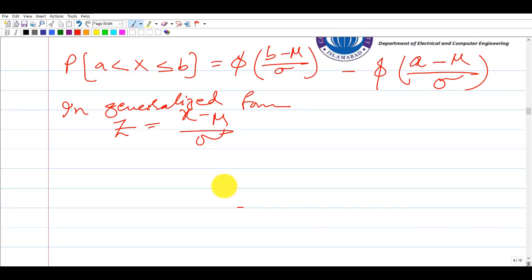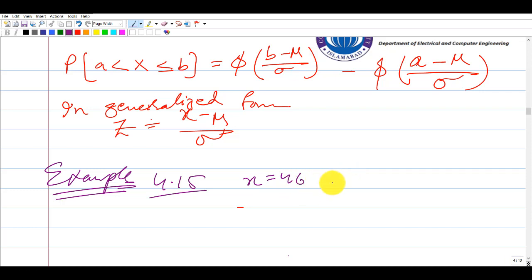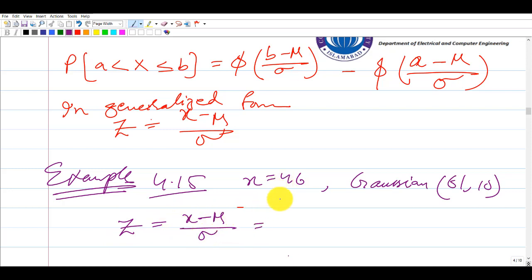So let's have a very small simple example. Example 4.15 says that if x is equal to 46 and the sample value of a Gaussian with mu 61 and sigma 10 is the random variable, express the test score as a sample value of the standard normal random variable. So we know that z is simply x minus mu over sigma. Here x is given as 46, mu is 61 and sigma is 10. So that comes out to be minus 15 by 10, which is minus 1.5.